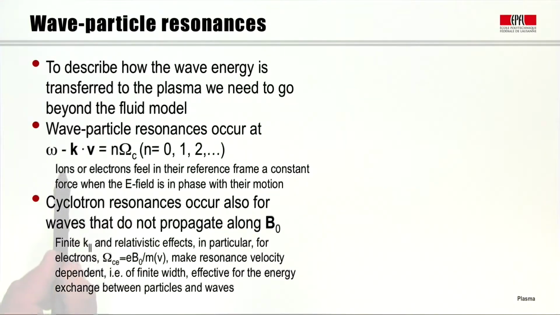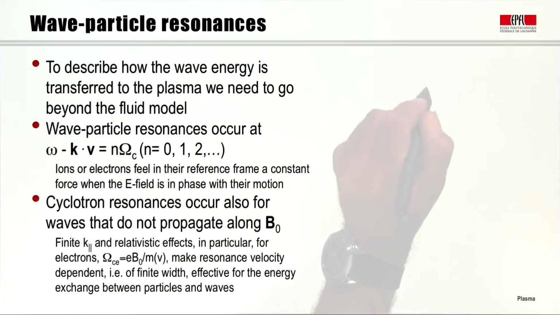So typically we can write that omega minus k dot v is equal to a multiple of the cyclotron frequency. Omega minus k dot v is the frequency that the particle perceives from the wave because it's the Doppler shift of frequency. v is the velocity of the particle, of course, k is the wave number of the wave. And when that Doppler shift of frequency corresponds to either 0 or other multiples of the cyclotron frequency, then we can have an acceleration of the particle that is an effective transfer of energy from the wave to the particle.